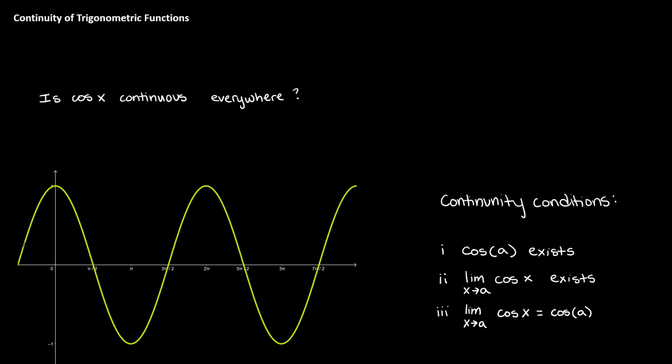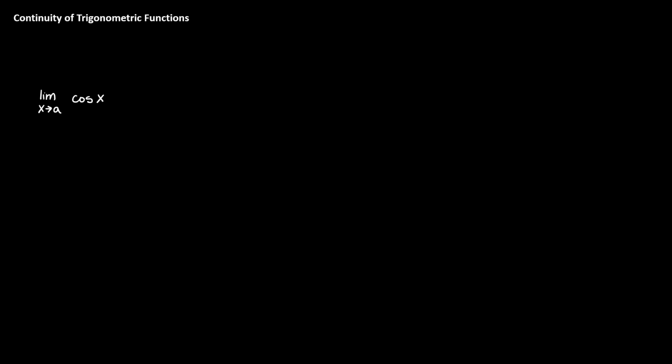Showing that cosine is continuous at a single point is not the same thing as showing that cosine is continuous everywhere. If we want to show it's continuous everywhere, then we have to use a generic value a that is inside of the domain of cosine x to show that our continuity conditions hold up. Let's take a look. We'll start by considering the limit as x is approaching some value a for the function cosine x. Now cosine x has a domain of all real numbers, so a could be any number you want. Big, small, positive, negative, anything.